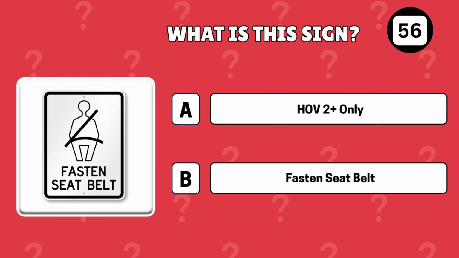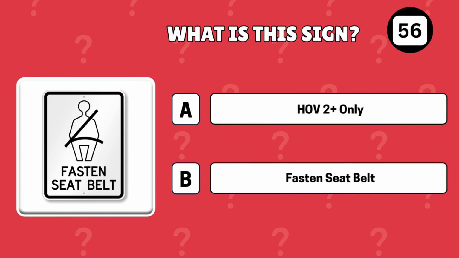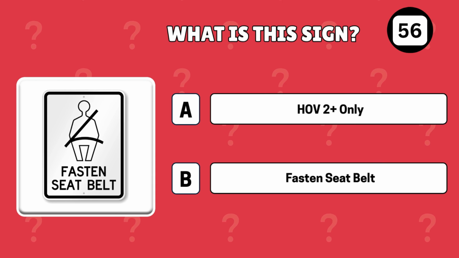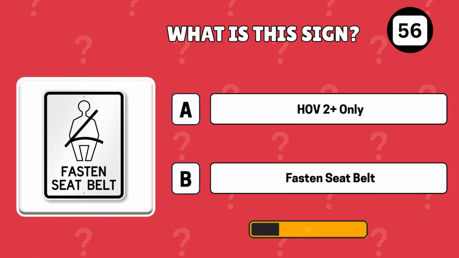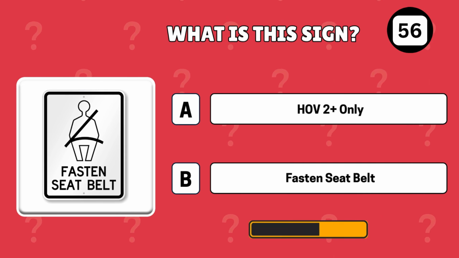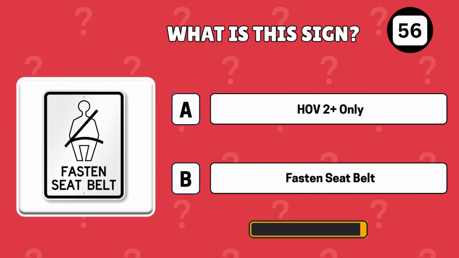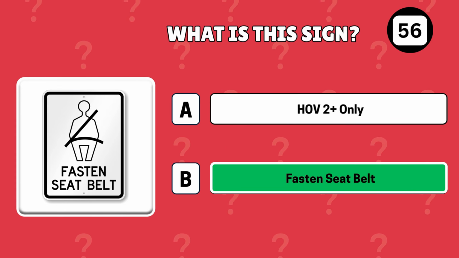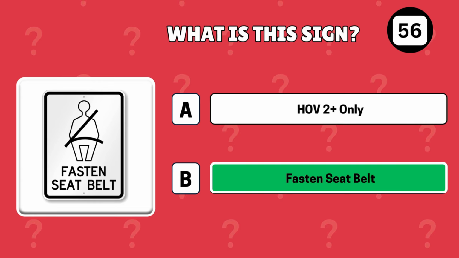What is this sign? A. Have 2 plus only. B. Fasten seat belt. That's right. This is the fasten seat belt sign.